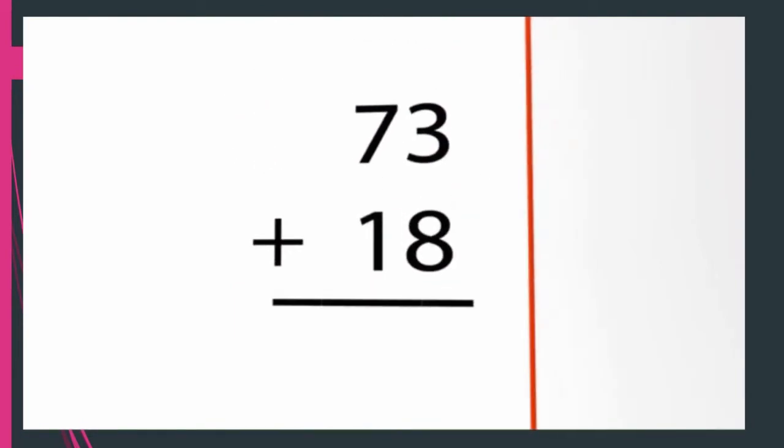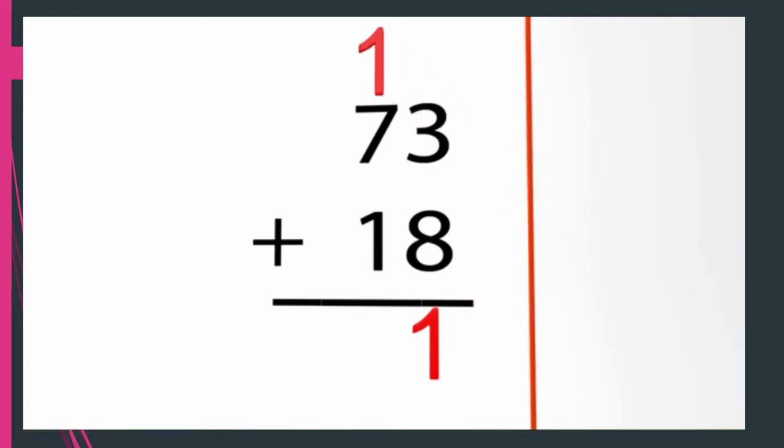Now we already have the problem written with the numbers in the right columns, so let's jump in. When adding multiple digit numbers, we start in the ones column, here with the 8 and the 3. What is 8 plus 3? 11. 8 plus 3 is 11. We need to remember that 11 is a two-digit number, so we are only going to put the 1 down here in the ones column. Now we carry the 1 in the tens position up here.